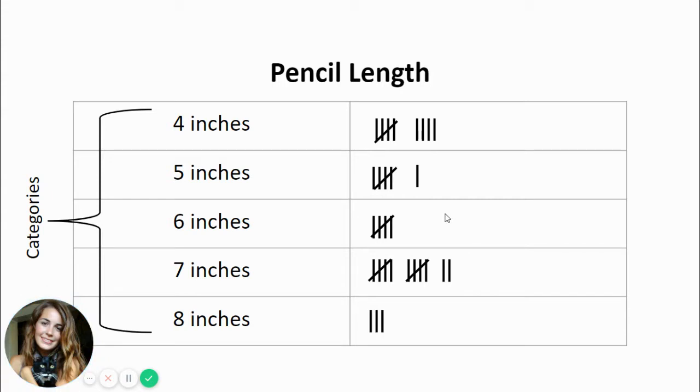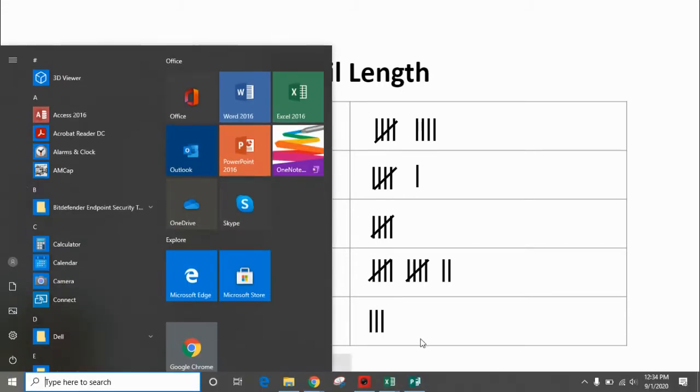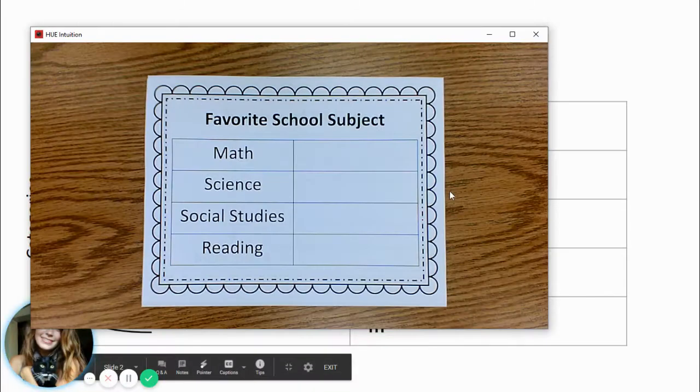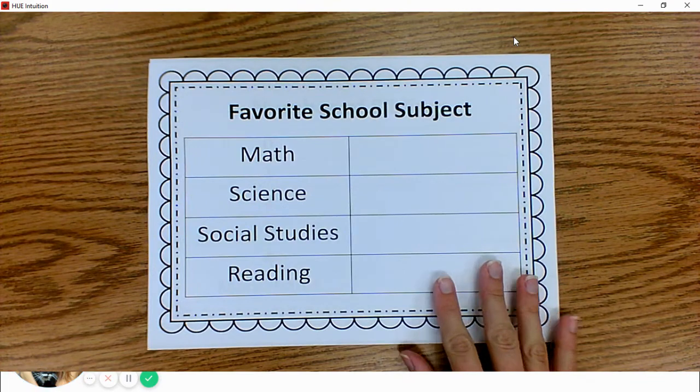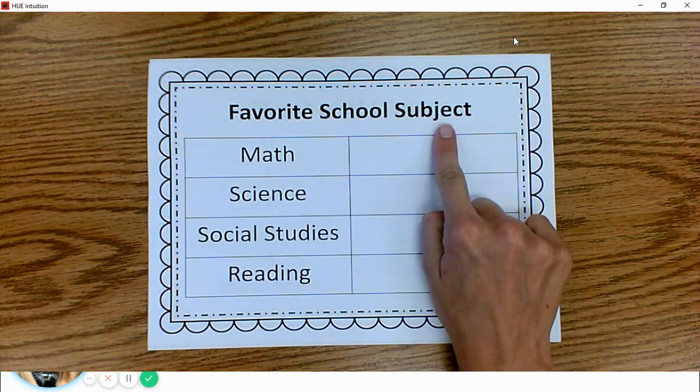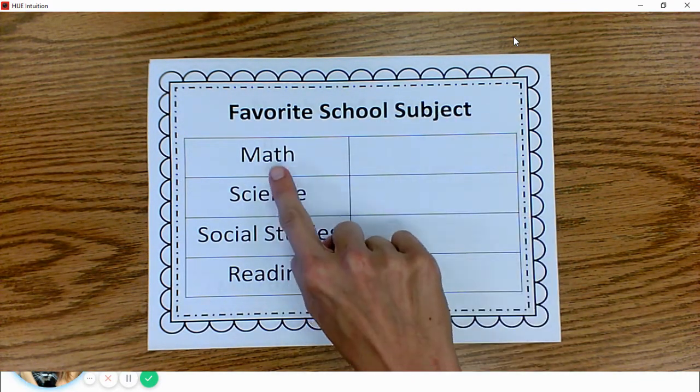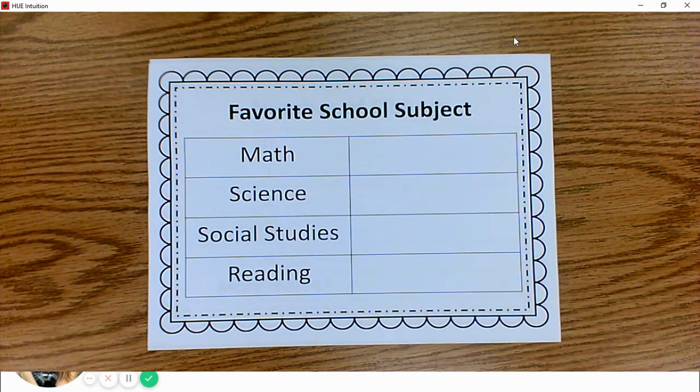So when we are making frequency tables, let's take a look at how to make our own frequency table. Here's one about a favorite school subject. So once again, I have my title, favorite school subject. I have my categories or my answer choices, math, science, social studies, and reading.